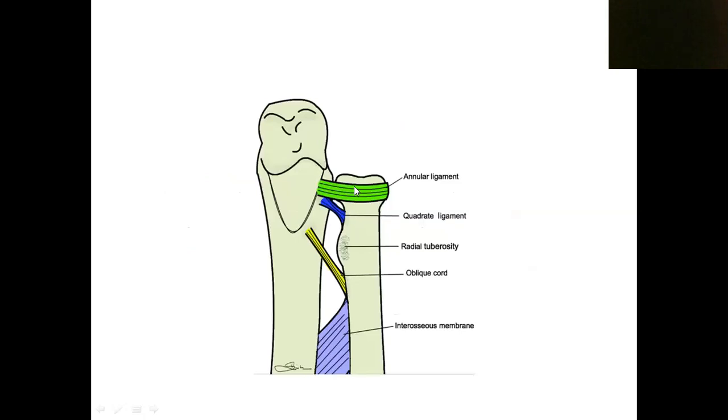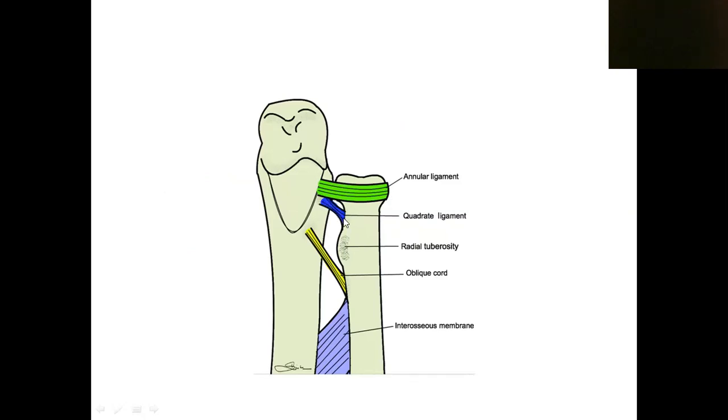See, this is the neck. See, head, then neck, then tuberosity of the radius. Those are the features of the upper end. So head, neck. This is the quadrate ligament, extending from this neck to here, where the radial notch comes, the lower margin of the radial notch.